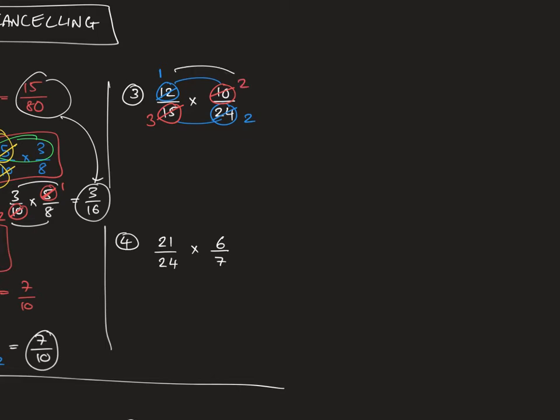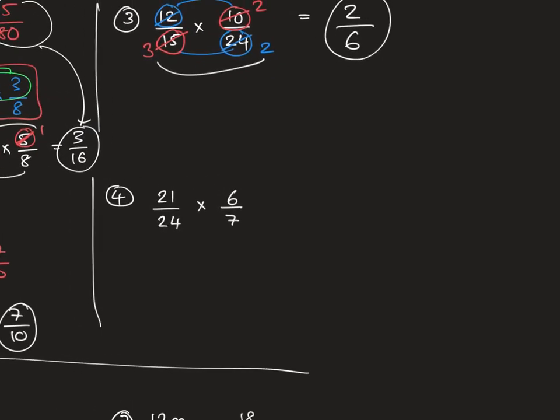Now all we have to do is 1 times the 2, which is 2, and 3 times the 2, which is 6. So cross-cancelling in this case saved us having to cancel down 120 over some massive number, which is really not very nice to cancel. As I said, it takes a little bit more time to do cross-cancelling, or at least to get your head around, but once you do, it can actually make things much quicker.